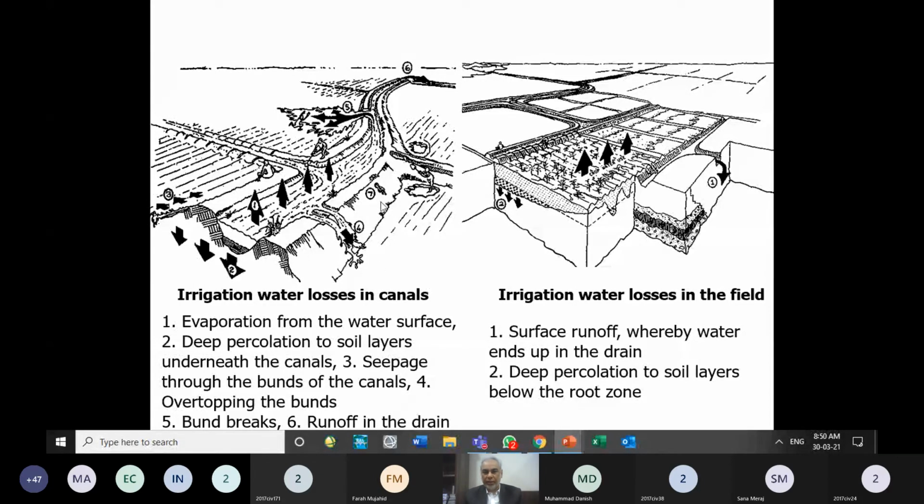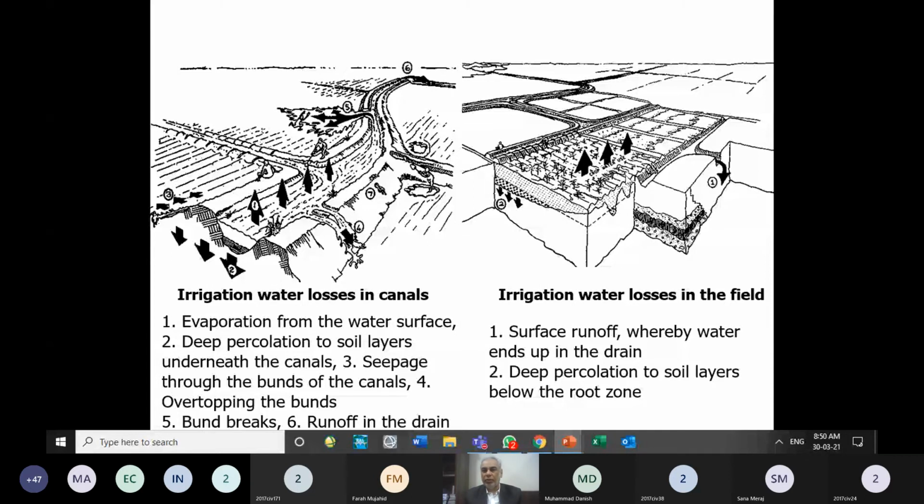Sometimes there are rats or other reptiles or small animals that like to stay in a cool and wet environment. They make their holes or houses inside the banks, and sometimes they damage the bank totally, and piping occurs through the bank, and that causes losses. Sometimes water is released to the drainage system, so that is considered a loss. So these are some of the losses shown through the pictorial view in the canal system.